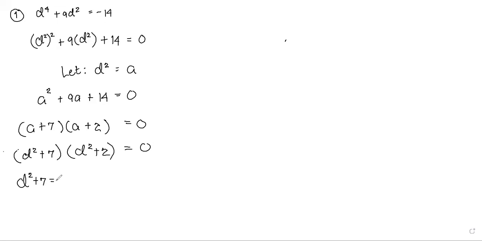D squared plus 7 equals 0, and d squared plus 2 equals 0. Then solve: d squared equals negative 7, and d squared equals negative 2. Okay. Apply square root on both sides. It's imaginary. When we do this, it is called extracting the square root. D squared equals something, so we apply the square root.